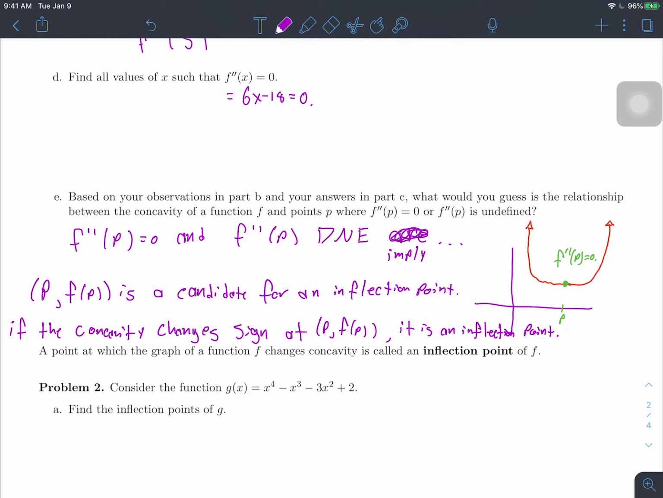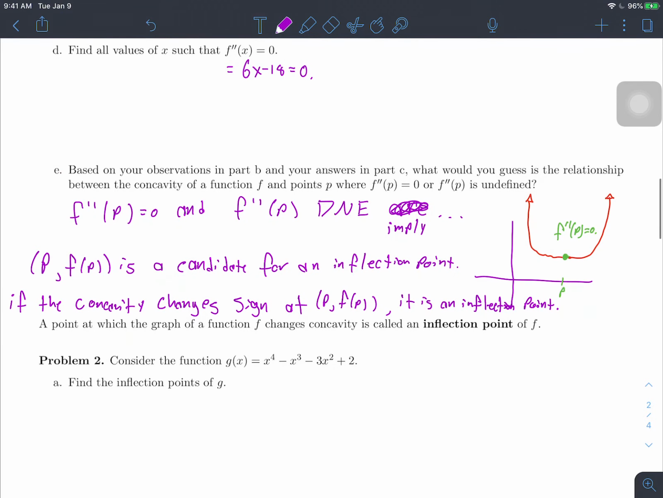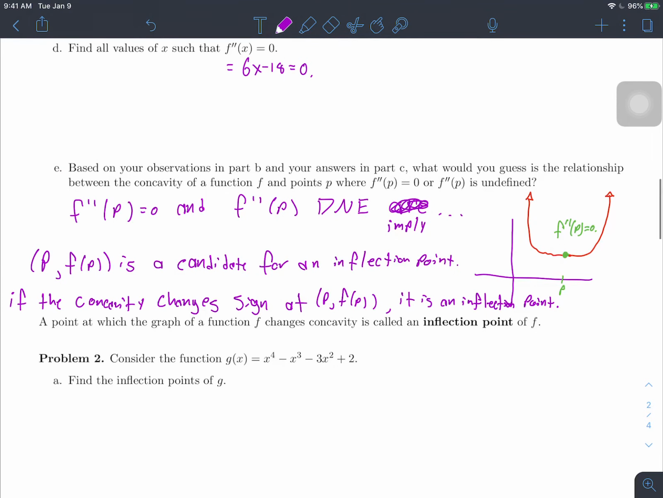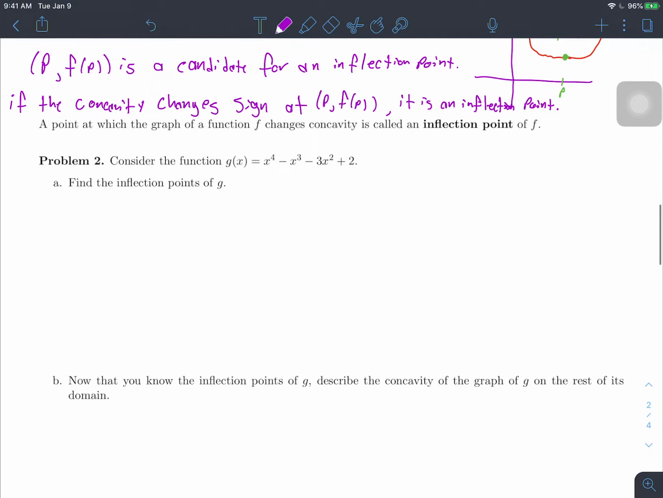Okay, so this illustration on the right-hand side here was to say that f double prime equals 0 is a necessary but not sufficient condition for an inflection point. An inflection point is where our concavity changes sign. All right, let's find the inflection points. Do I have time? Yeah, I do have time. Let's find the inflection points of this function here.